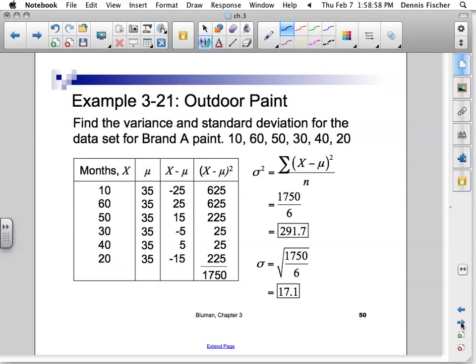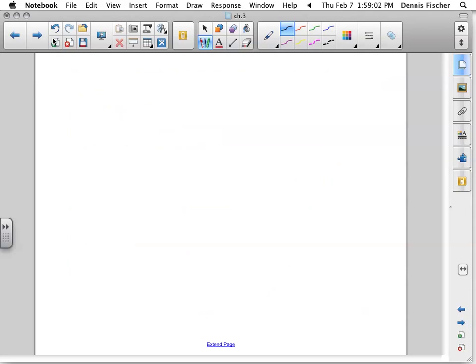Let's find one in the book. Let's do your homework, actually. Section 3.3, sorry. The problems are 2, 5, 7, 10, 19, 28, 32, 37, and 43. Let's do number 7, but we're going to treat it as a population.